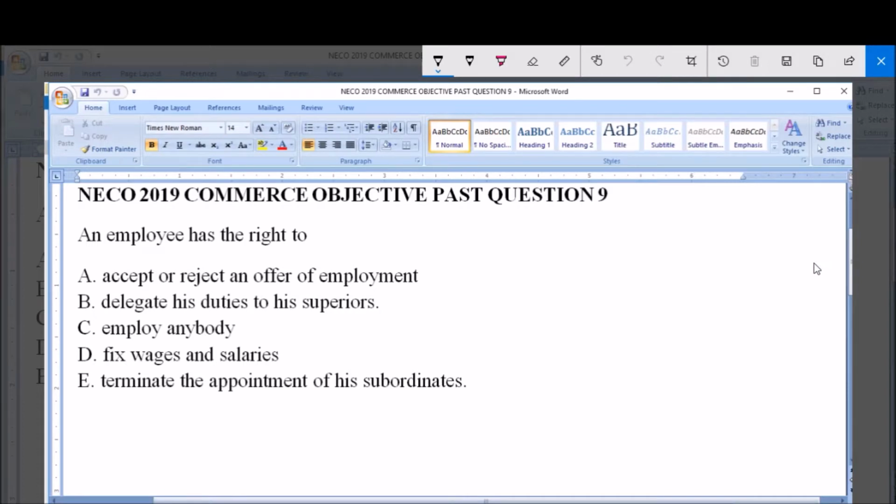An employee has the right to: A. Accept or reject an offer of employment, B. Delegate his duties to his superiors, C. Employ anybody, D. Fix wages and salaries, E. Terminate the appointment of his subordinate.